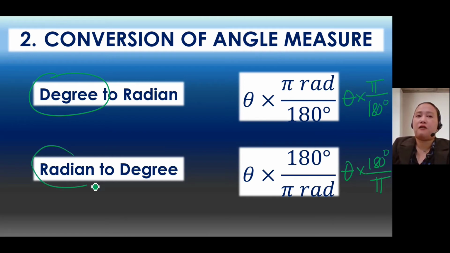The same with converting radians to degrees. For the angle in radians, you're going to multiply it by a fraction in which the denominator is in radians. Even if you're just going to make use of the pi, just think that the pi has a unit rad in the formula 180 degrees over pi rad.